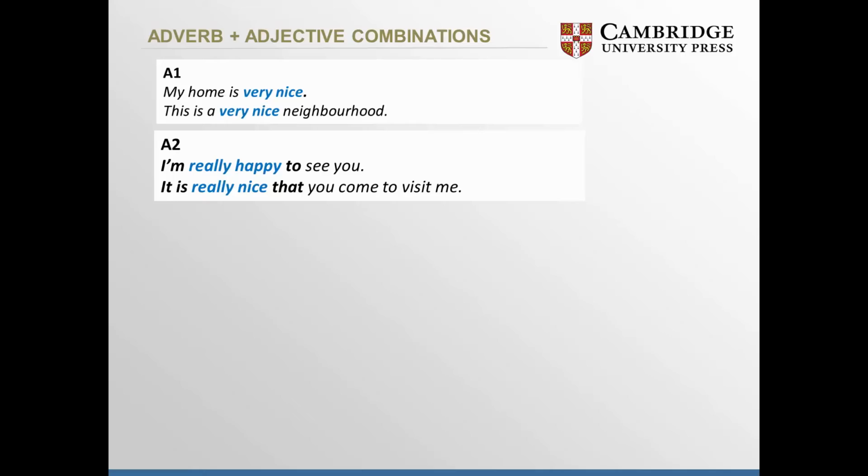And as you can see, we've got some nice uses there at A1 and A2 level. My home is very nice. This is a very nice neighbourhood. And then at A2, I'm really happy to see you. It's really nice that you come to visit me. So we're seeing these adverb-adjective combinations being used in a clause as well.